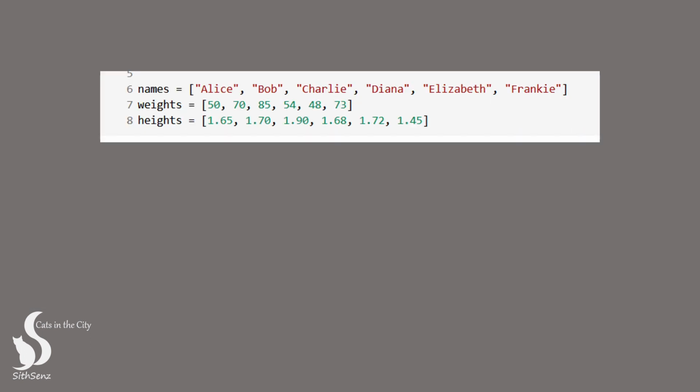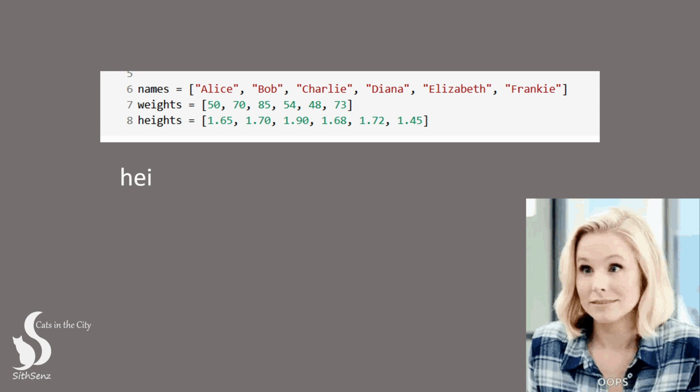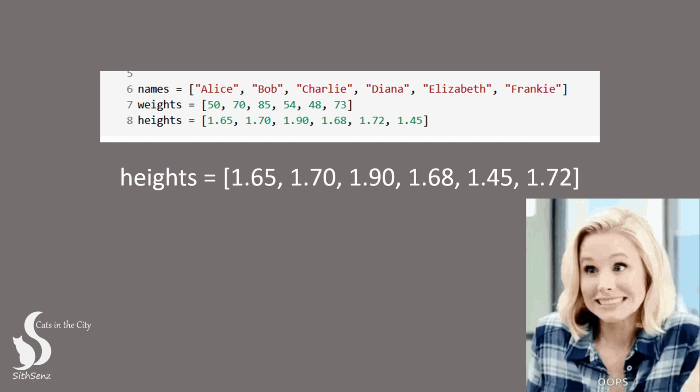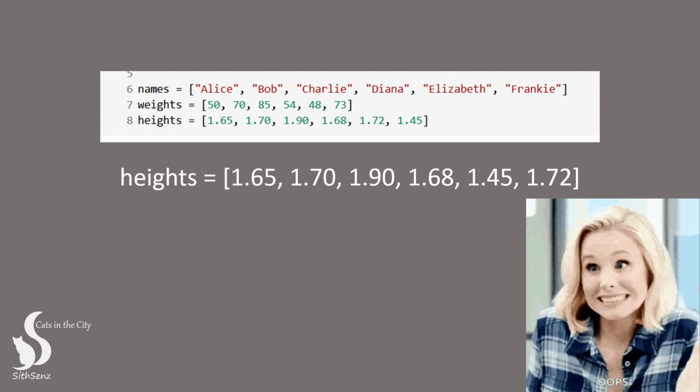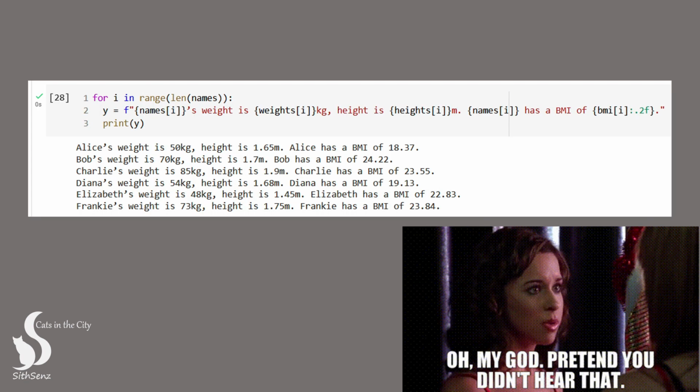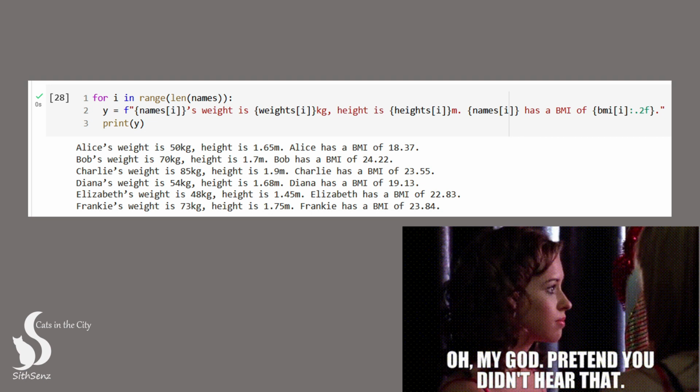Wait, I think there was a mistake with Elizabeth's and Frankie's heights. OMG. We have swapped their heights. Elizabeth's height should be 1.45 meters, while Frankie's should be 1.72 meters, instead. Now, let's recalculate their BMI. I see, hopefully Frankie didn't hear what I've just said about him, ha ha ha.